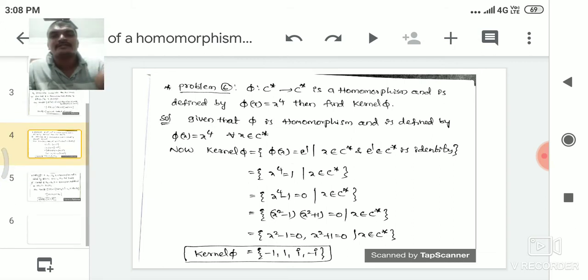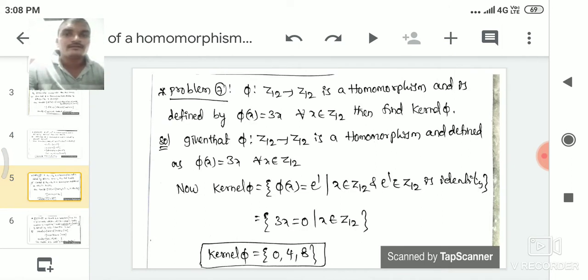Okay. Next we see another problem. Here phi is a mapping from Z12 to Z12 and is a homomorphism. We know that Zn is a group with respect to addition modulo n, where n is any positive integer. Here phi is a mapping from Z12 to Z12, a homomorphism, and is defined by phi of x is equal to 3x for every x belongs to Z12.